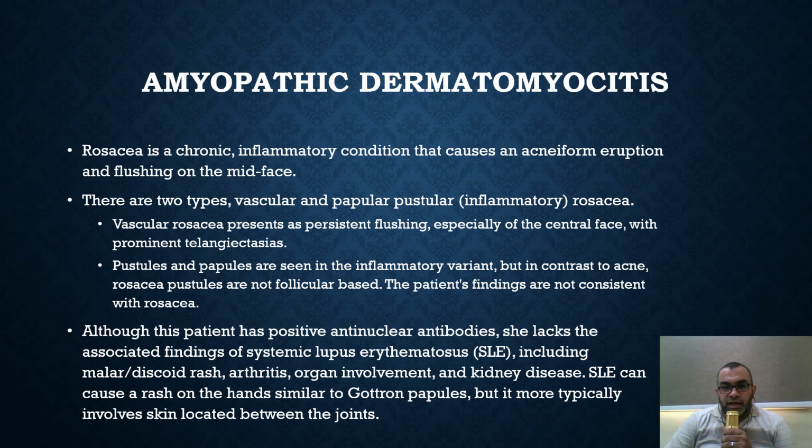Although this patient has positive antinuclear antibody, she lacks associated findings of systemic lupus erythematosus, including malar or discoid rash, arthritis, organ involvement, and kidney disease. SLE can cause rash on the hands similar to Gottron papules, but it more typically involves skin located between the joints.